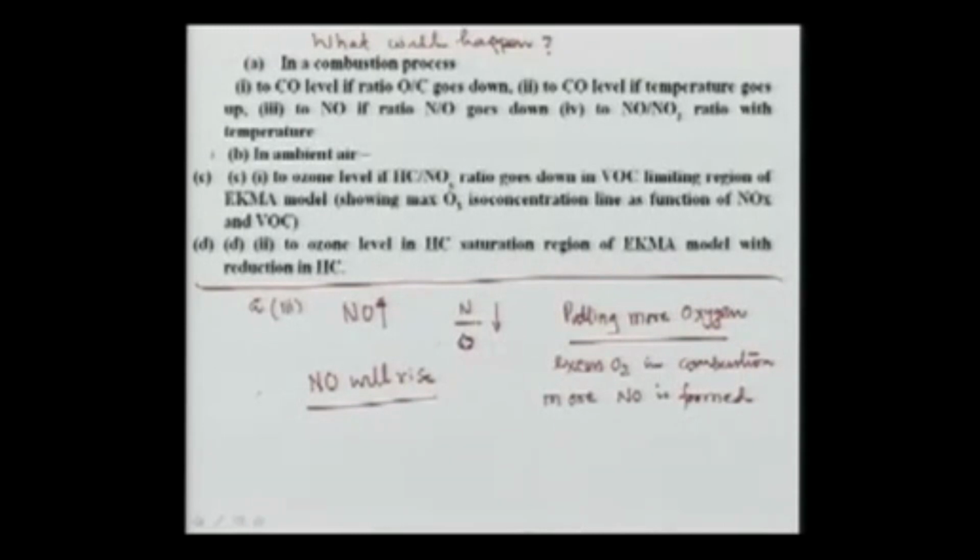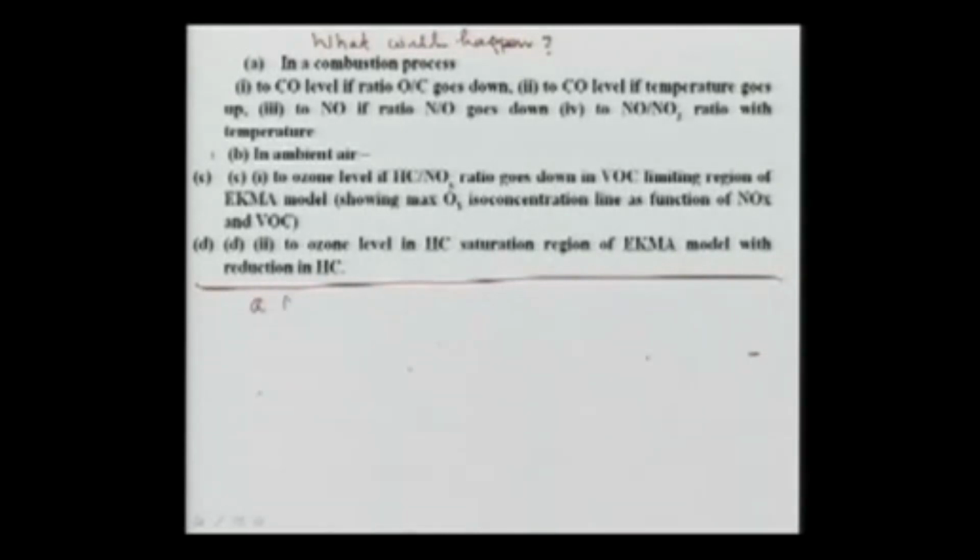Okay. Now let's do part 4 of section A. This is a little interesting, because now it involves both NO and NO2. It asks what will happen to the ratio of NO to NO2 with temperature. As the temperature is rising, what will happen to NO and NO2? For this we'll have to write some equations, and I'll do that here for you.